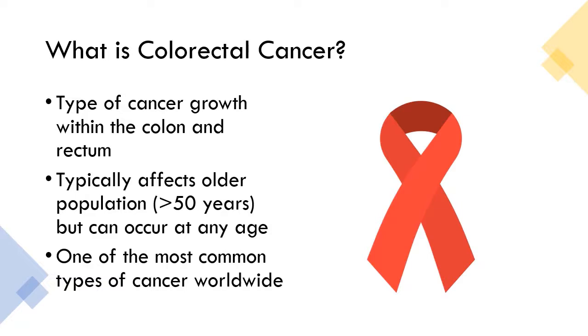Colorectal cancer, one of the most common types of cancer in the world, is defined as an unrestricted overgrowth of cells within the colon and rectum, which may eventually lead to the spread of cancer cells to other parts of the body. Older populations are more typically affected by this cancer. However, colorectal cancer may still occur at any given age.